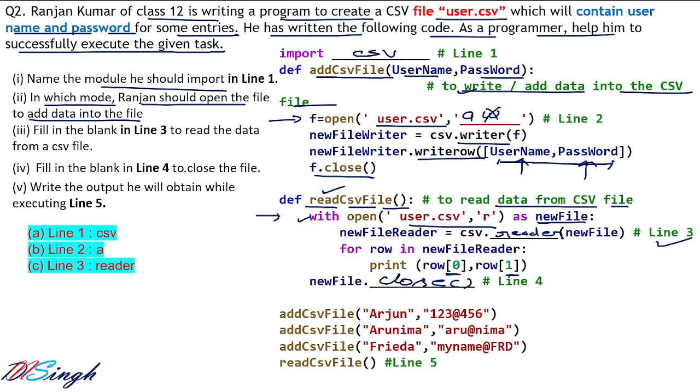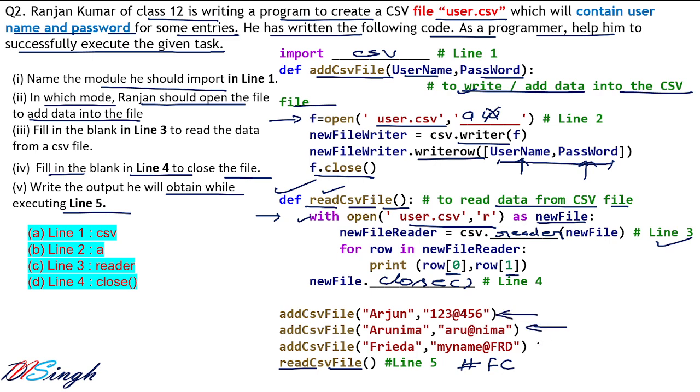So this is at line number 3, and line number 4, fill in the blanks to close the CSV file. There is a function called close to close the file handle. That's it. And the fifth question is what output will be obtained while executing line number 5. This is a function call. Which function? read_csv_file. It is defined to print the output of whatever is present in the file. What is present in the file? We wrote three records inside it, so these three are going to be printed out.